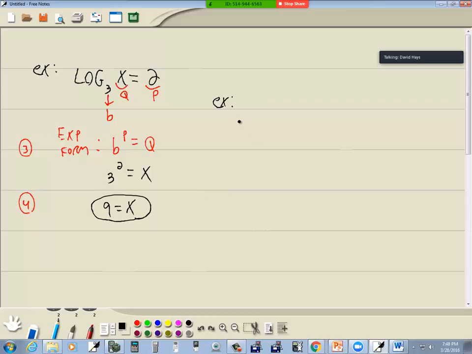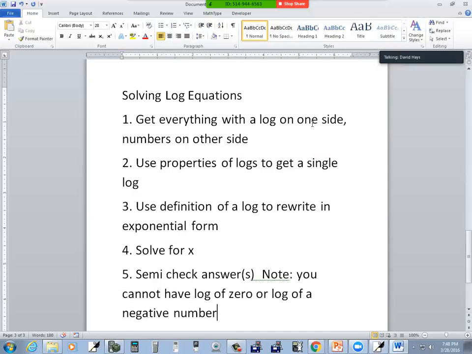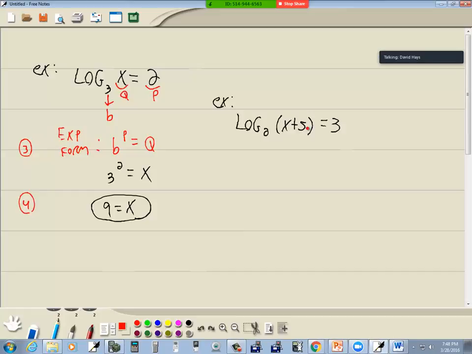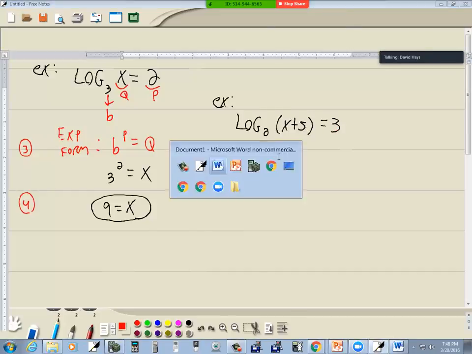Now let me show one more, a little bit harder one. I never saw any of this as hard, but still the exact same idea. Okay, step 1, get everything with a log on one side, numbers on the other side. Numbers over here and our logs over here, so that's done.